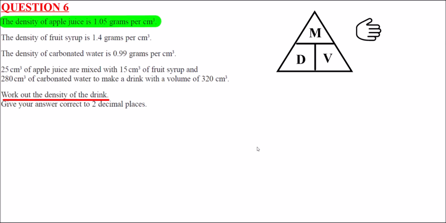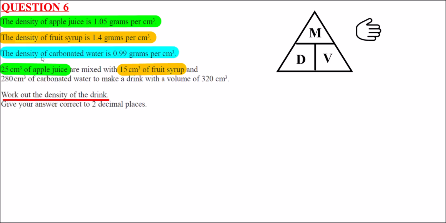So the first thing is we're talking about apple juice. We're told here the density of the apple juice. We're also told the volume of the apple juice is 25 cubic centimetres. So one thing is apple juice. The next thing that's mentioned is the fruit syrup. We're told its density. We're also told the volume of fruit syrup. And the third and final ingredient is carbonated water. We're told the density of that. We're also told the volume of it.